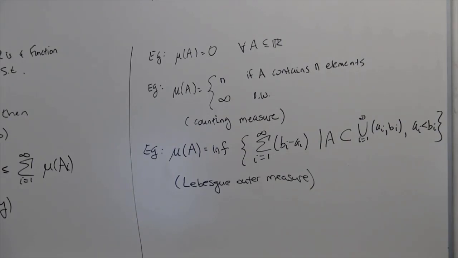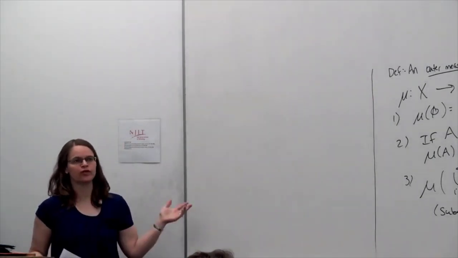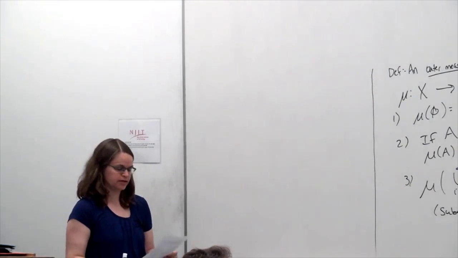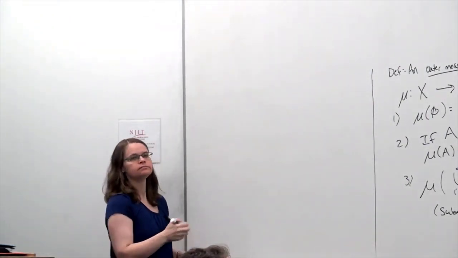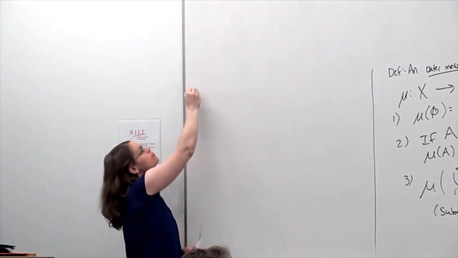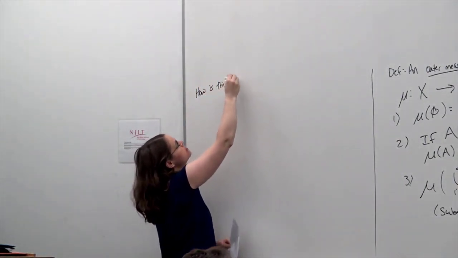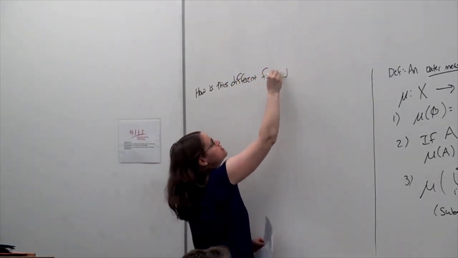So again, this has a similar flavor to the Jordan content of a set, where that's essentially what we were doing, covering things in little intervals and adding them up. So what's different? Why is this going to have the chance of doing something different than the Jordan content? How is this different from the Jordan content?